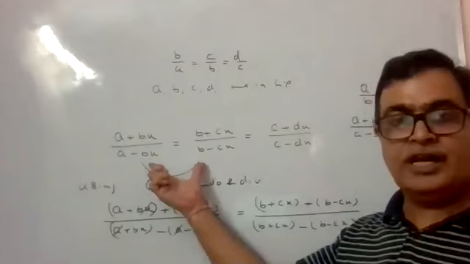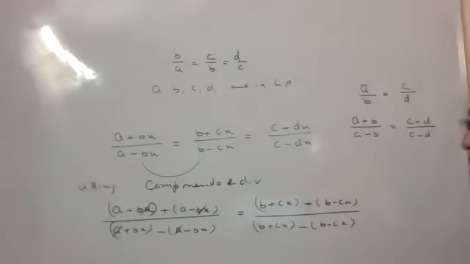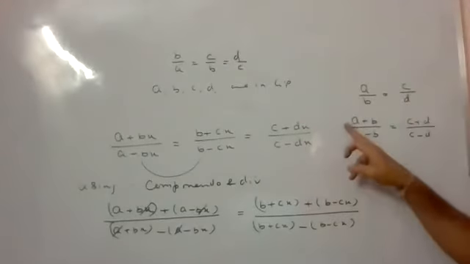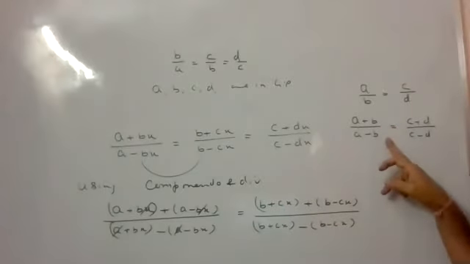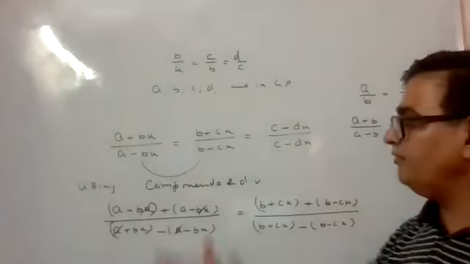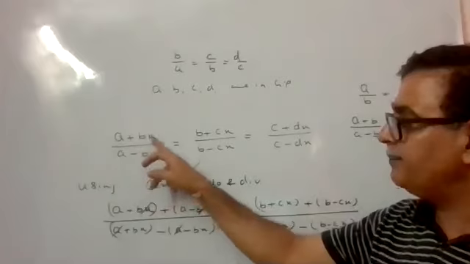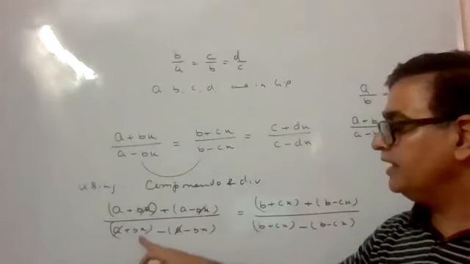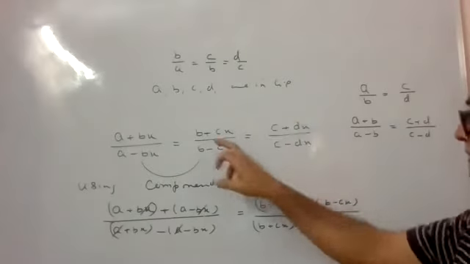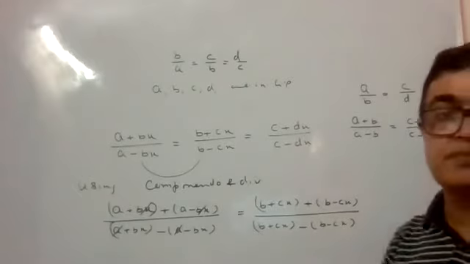I have taken this condition and applied componendo and dividendo. What componendo dividendo says is that if you have A by B is equal to C by D, then numerator plus denominator by numerator minus denominator, same thing on the other side. This ratio also comes out to be equal. So I have taken these two and applied componendo dividendo. When you apply, it is A plus BX plus A minus BX, A plus BX minus of A minus BX. Same way here, B plus CX plus B minus CX by B plus CX minus B minus CX.